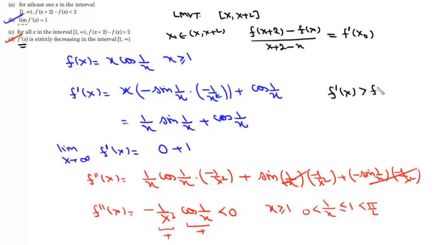will be greater than f dash infinite, and f dash infinite we have already worked out. So any f dash x will be strictly greater than 1. So from here we can write f(x plus 2) minus f(x) will be greater than 2, and that means your option C is correct. So the correct options are B, C and D. And this is true for every x, because f dash x will always be strictly greater than 1 for all the values of x.